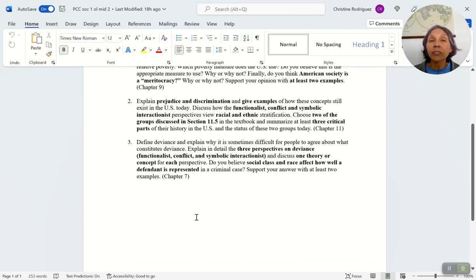The next question is based on chapter 11, and chapter 11 focuses on racial and ethnic stratification and relationships in the US. So first, explain prejudice and discrimination. There are 2 different things. Prejudice is how we think and how we feel about people who are different from ourselves. And discrimination, of course, is action. It's acting on the prejudices that we have. So explain these, give examples.